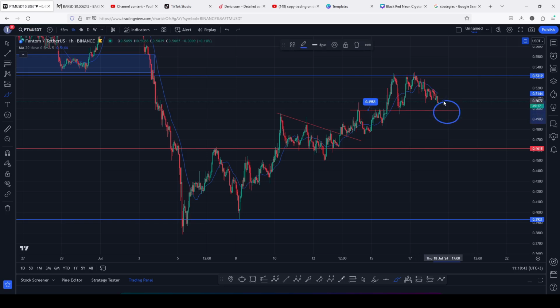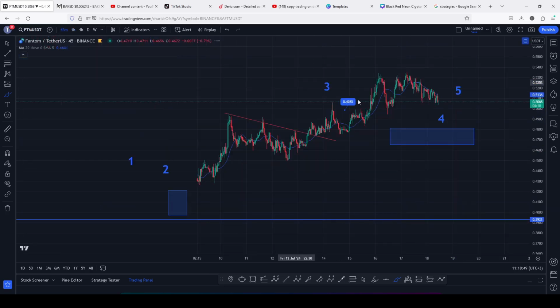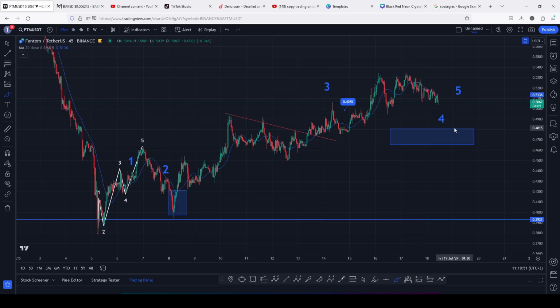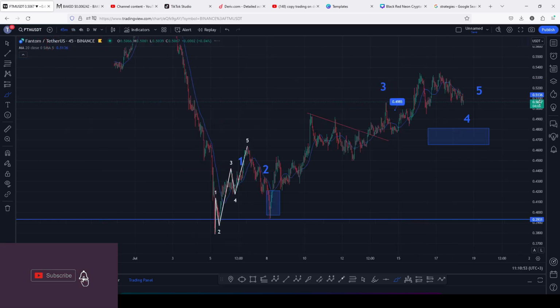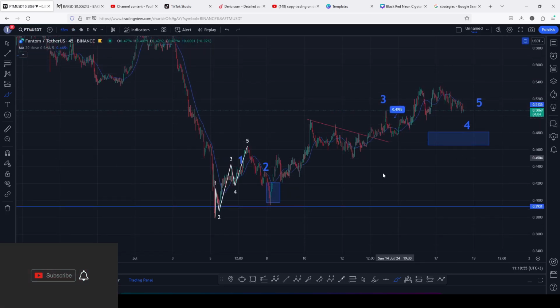And in today's video, I will be discussing an Elliot wave structure that is playing out here on the Fantom chart, and also give you my possible pullback target areas. So make sure that you stick around till the end of the video.